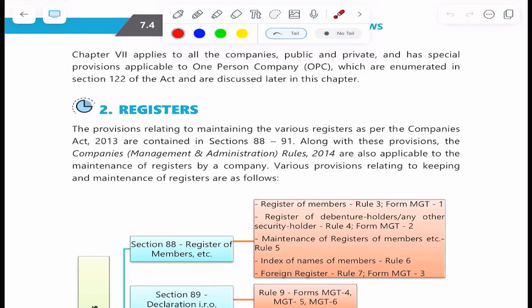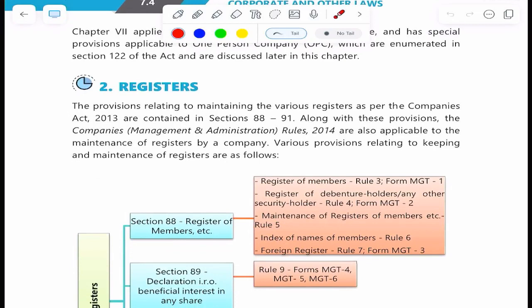Registers. The provisions relating to maintaining the various registers as per the Companies Act 2013 are contained in Section 88 to 91. Along with these provisions, the Companies (Management and Administration) Rules 2014 are also applicable to the maintenance of registers by a company. Various provisions relating to keeping and maintenance of registers are as follows.